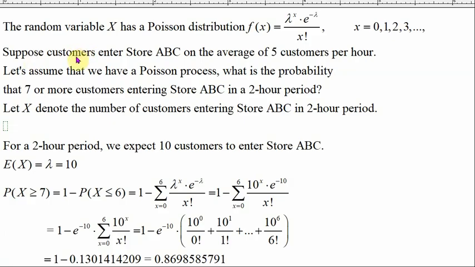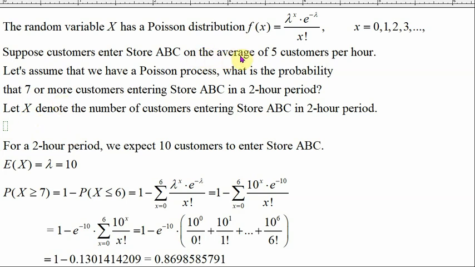And so suppose we have customers entering a store ABC at an average of 5 customers per hour. And let's make the assumption here that we have a Poisson process. And so we want to know what is the probability that 7 or more customers enter store ABC in a 2-hour period. And so let x denote the number of customers entering store ABC in a 2-hour period.